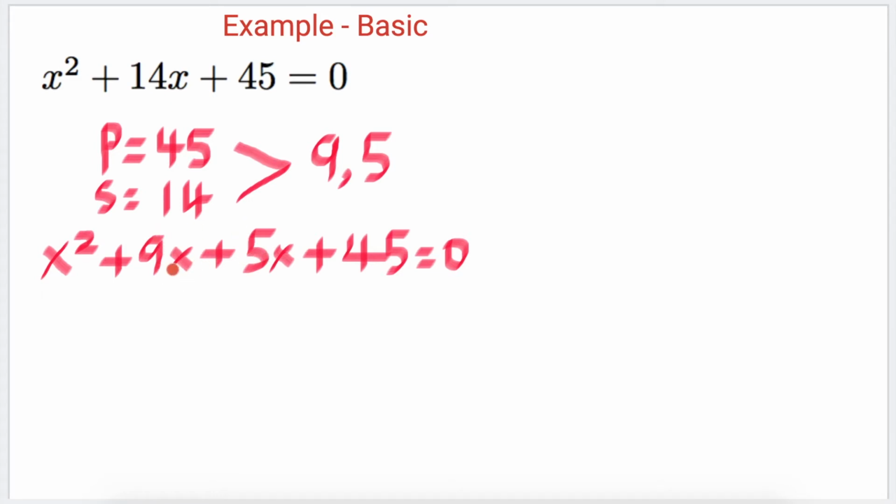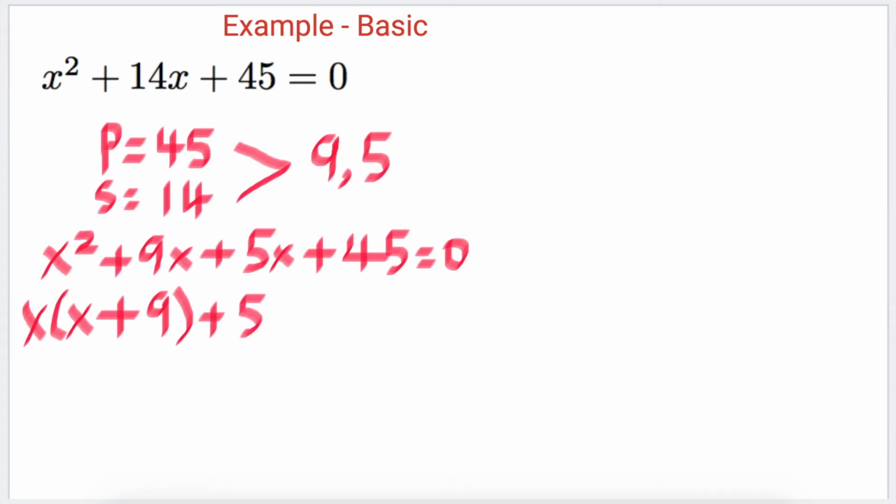The next part is to factor in pairs. x squared and 9x will form the first pair. 5x and 45 will form the second pair. In the first pair, we're going to factor out the common factor, which is only x. So I'm going to write x, parentheses, x plus 9, close the parentheses. For the next two terms, the only common factor is the number 5.